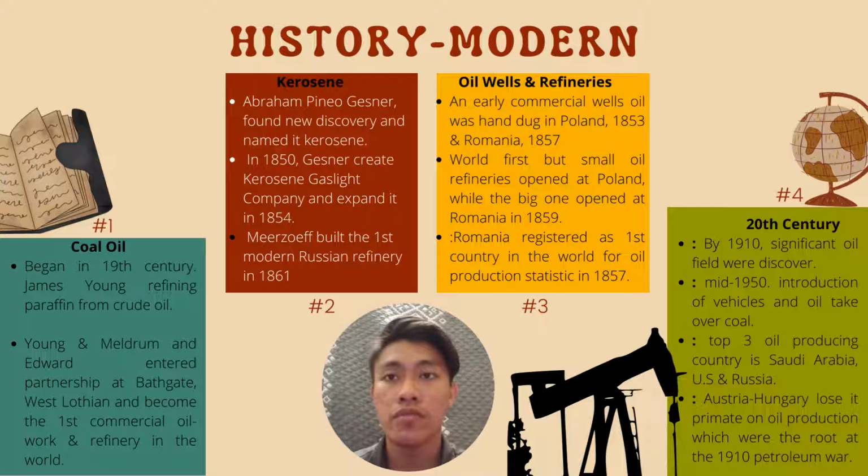The first one is we begin with coal oil. The modern history of petroleum began in the 19th century, when James Young refined paraffin from coal oil in 1847, but the supply of oil from the coal mine eventually became exhausted by 1851.